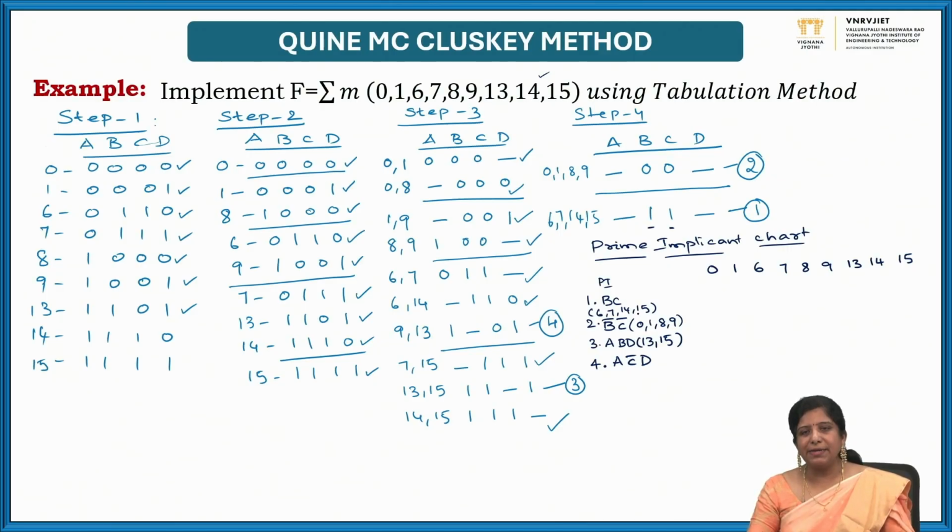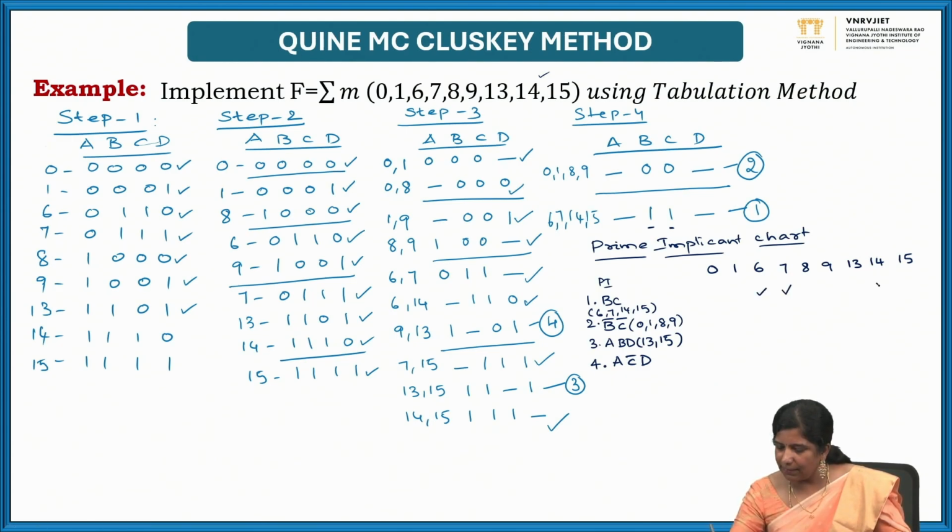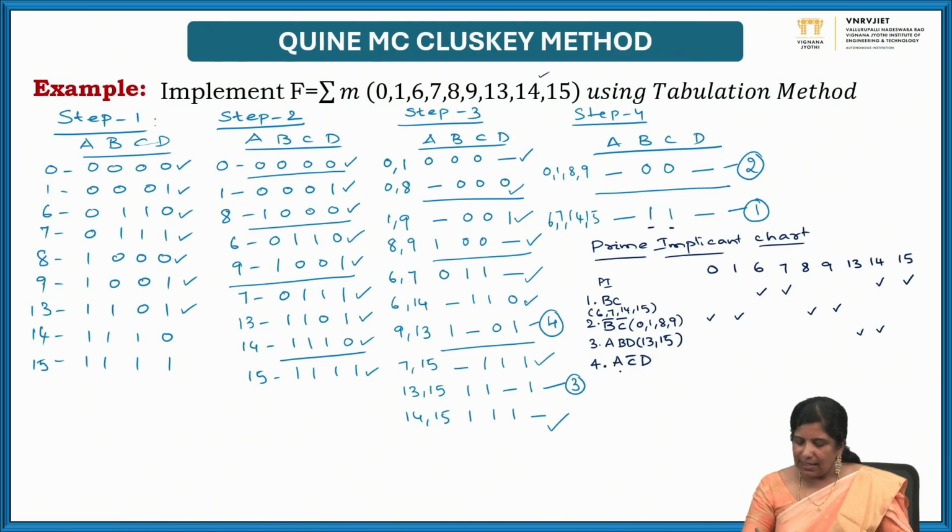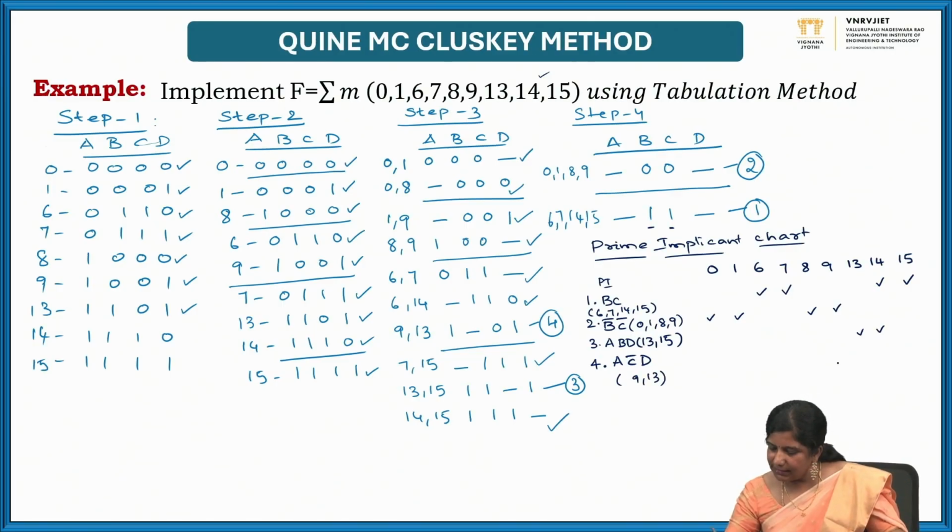In the first prime implicant BC, the minterms covered are 6, 7, 14, 15. So this term you got by grouping these 4 minterms. So just keep a tick mark over there. Next, B bar C bar, you got by grouping the minterms 0, 1, 8, 9. Then ABD, you got by grouping the minterms 13 and 15. And A C bar D, you got this by combining the minterms 9 and 13.